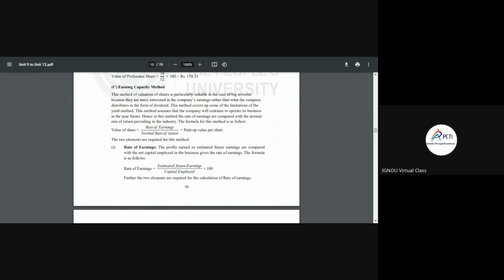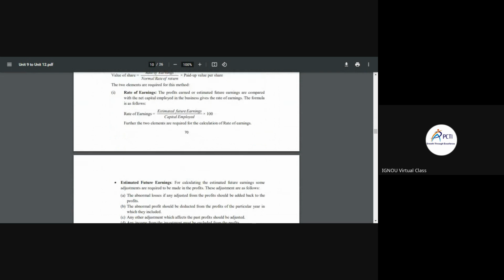So the formula for this method will be value of share is equal to rate of funding divided by normal rate of return multiplied by paid up value per share. The two elements required for this method, first one is rate of funding. Rate of funding is when the profit earned or estimated future earnings are compared with the net capital employed in the business. So the formula will be rate of funding is equal to estimated future earning divided by capital employed multiplied by 100.